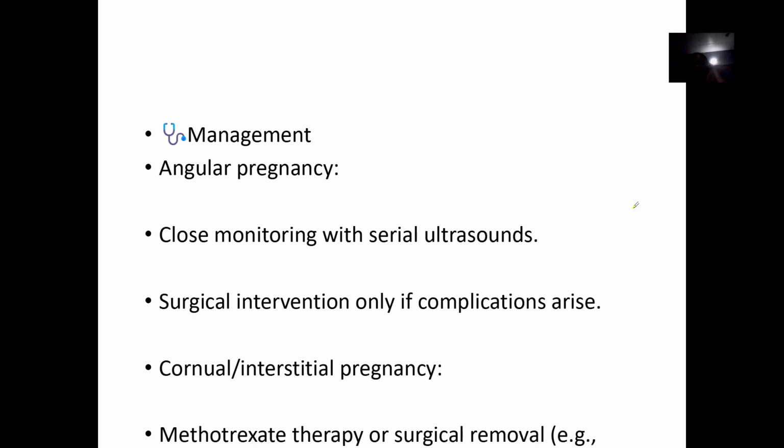For management of angular pregnancy, you monitor with ultrasound, and do surgical intervention once you notice that complications will come up. Then for cornual pregnancy, where you actually need a termination, you can definitely use methotrexate or surgical removal.